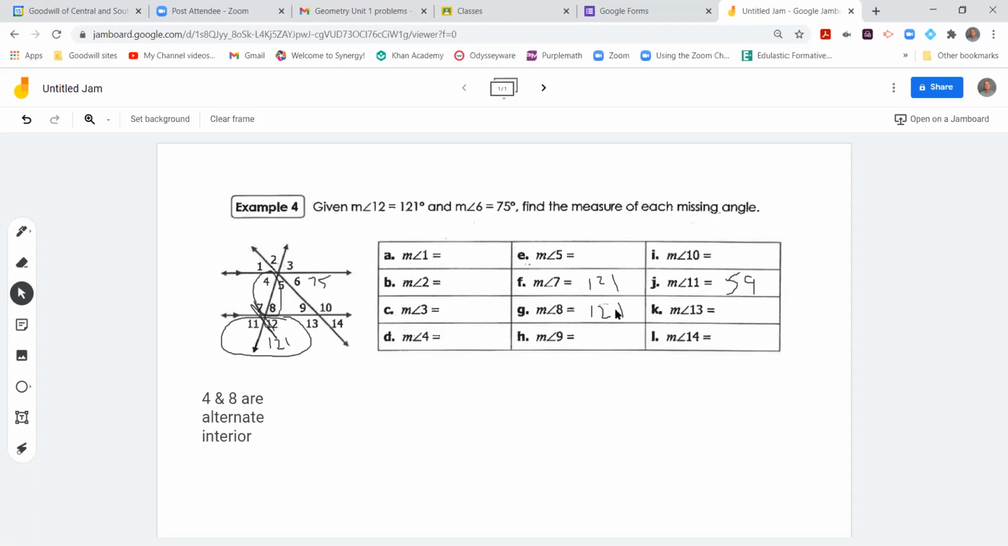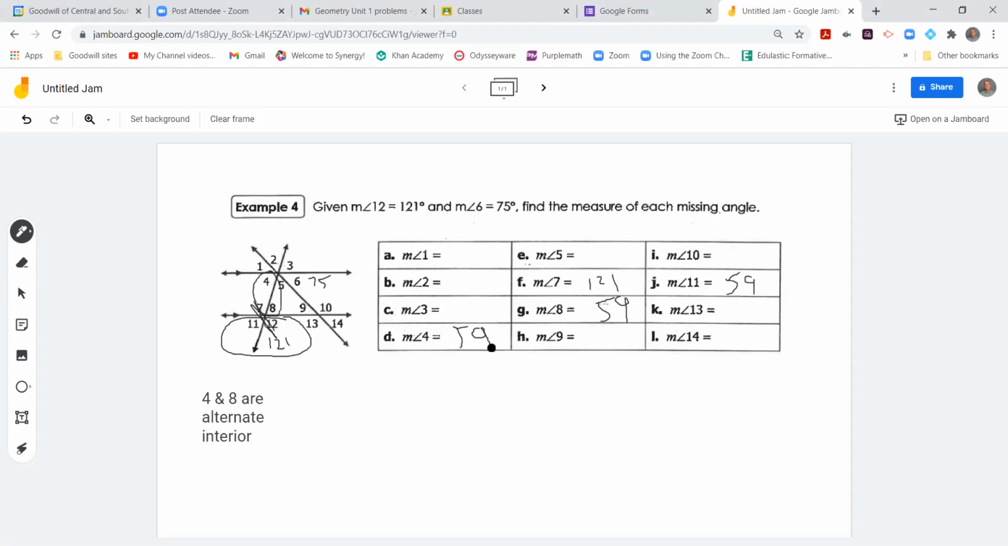No, I don't. I got that wrong. I put the 121 in the wrong spot. That's not 121. You guys got to catch me on this here. 11 and 8 are the ones that are the same. It should have been 59. So that means angle 4 is 59 also.